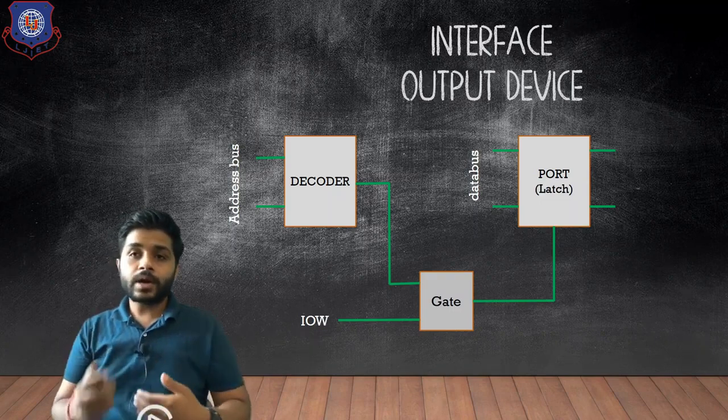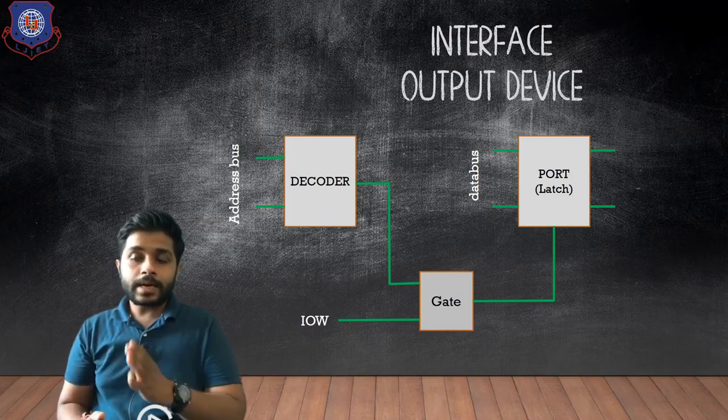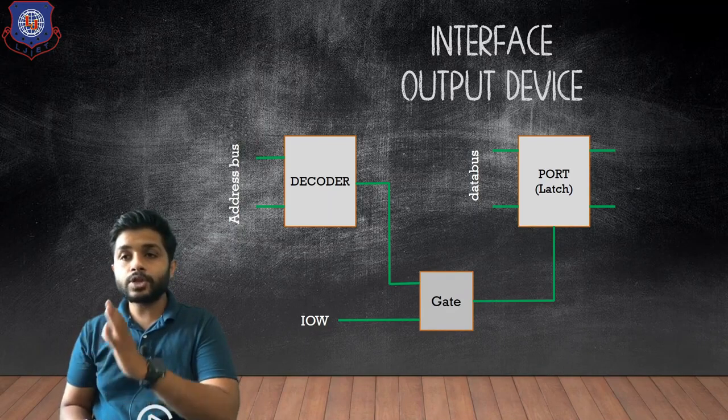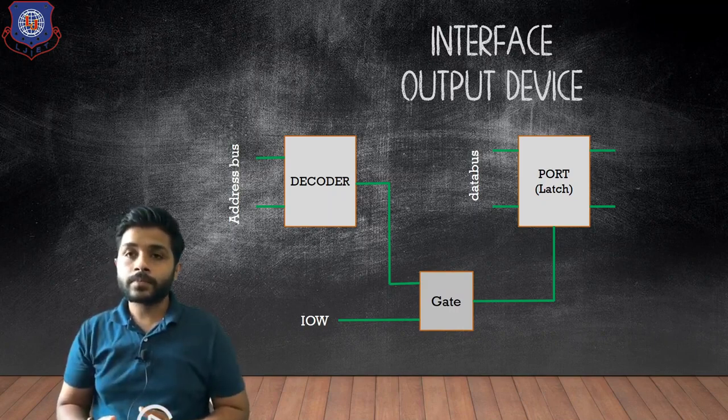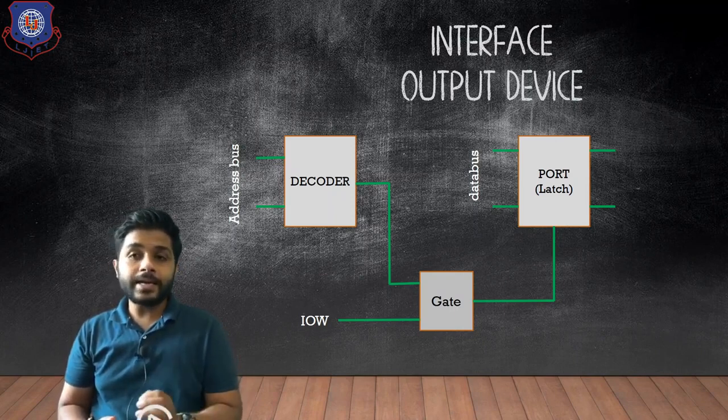Same thing if you are asked to interface any output device. You can see that in the port at one side the data bus is connected and the other side is empty. So if you are asked to interface an output device, you will connect the output device to the other side of the port. Now let's see how to interface the output device, that is the LED, with the microprocessor 8085.